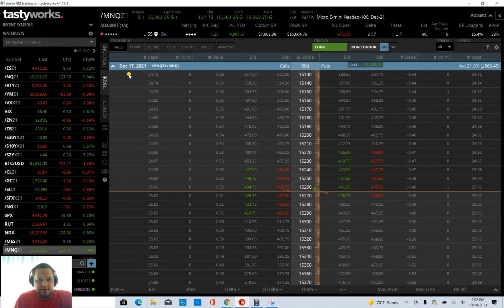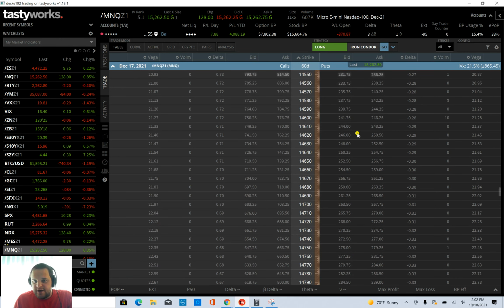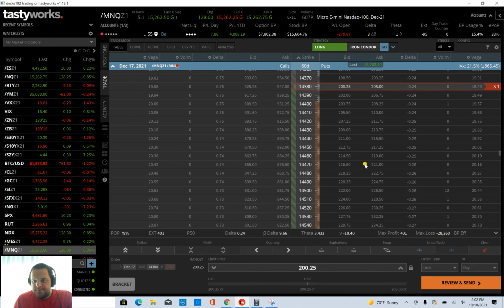if I open up the December 17th chain here, you can see these prices. So if I go to, say, the 200 points on the bid, this is going to be $400 in real value. You can see this on Tastyworks here, the max profit. If I sell this short put, it's $400.